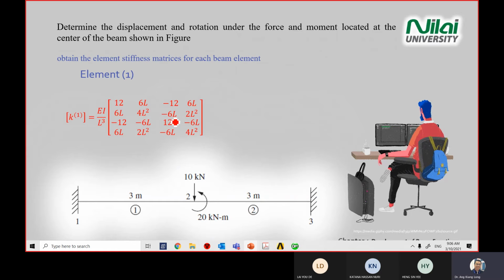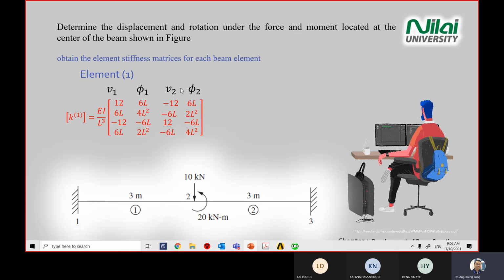So element 1, you write the stiffness matrix again. Same, but you need to know what is the meaning for all these numbers here. The first 2 columns are referring to point 1. The later 2 columns are referring to point 2. What I write over here, the black mark here.